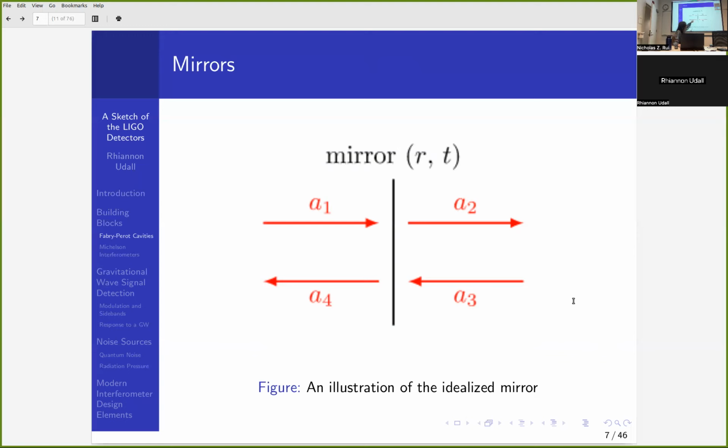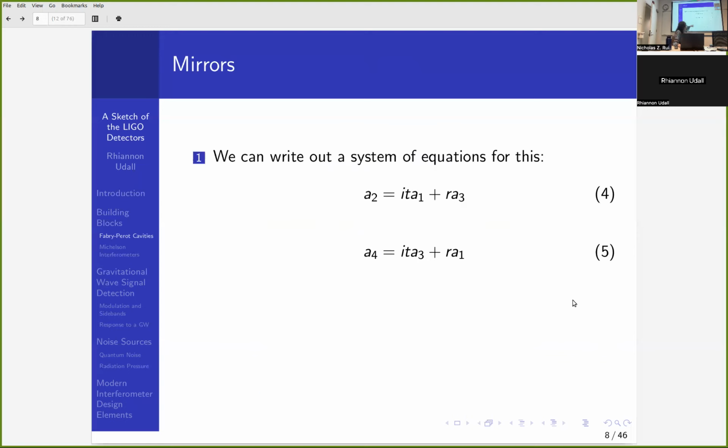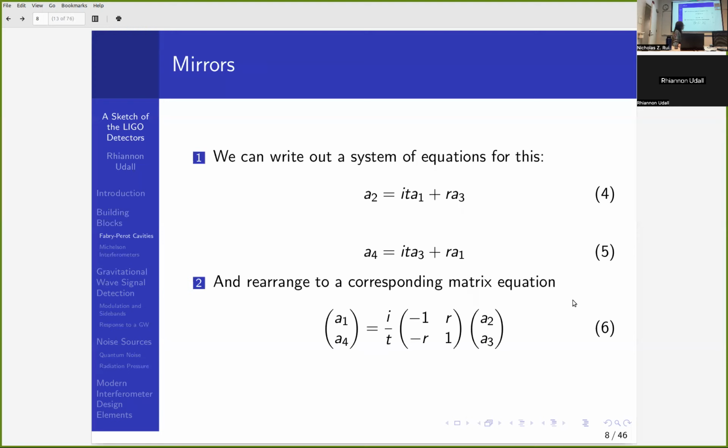It goes to the mirror. Part of it is transmitted, and then it may have field coming from the other side, part of which will be transmitted, and then the rest of it will be reflected. Okay. This is the linear system of equations to describe that. So here you have it, and you can do math.